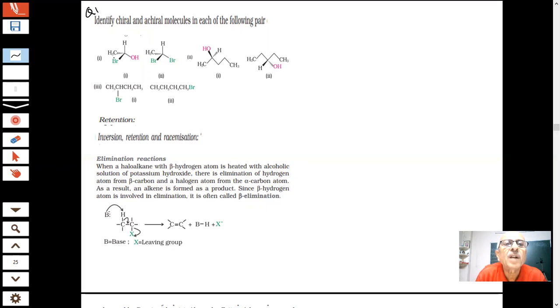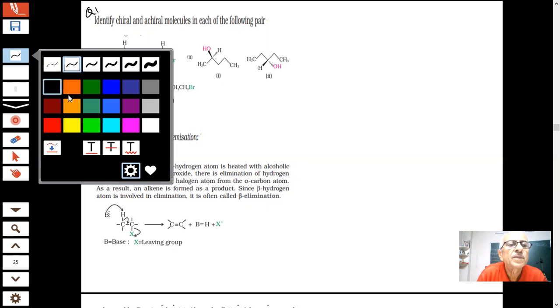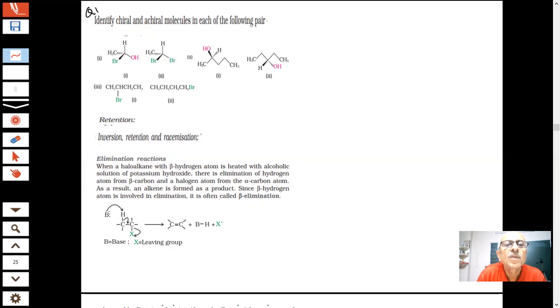Question number, first part. Is this compound chiral or achiral? This one. Where is the carbon? This one. How many groups? 1, 2, 3, 4. Are the 4 groups same or different? Different, sir. Then what is it? Chiral or achiral? Chiral. Okay. What about this?